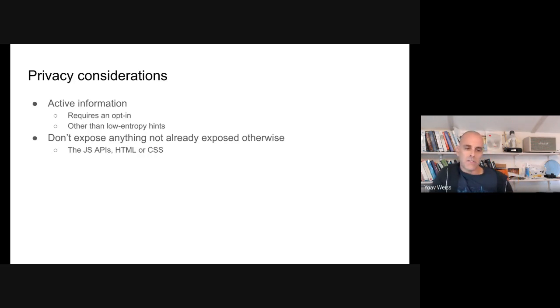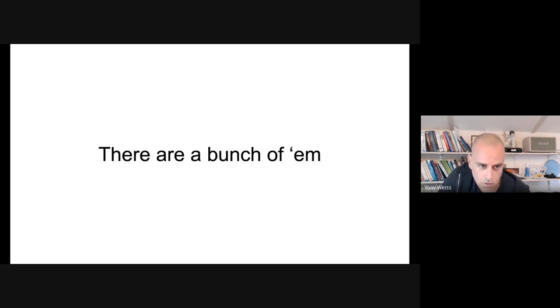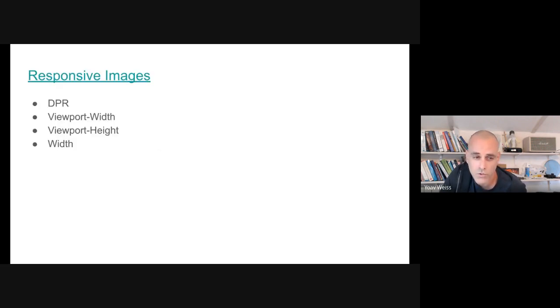One principle we kept is that we don't expose anything that is not already exposed otherwise, either through JavaScript APIs, through HTML, for example srcset, or through CSS, for example media queries. And there are a bunch of client hints features that rely on that infrastructure. For responsive images, we have the screen's DPR, so device pixel ratio, viewport width, and viewport height, which is a recent addition still being experimented with as far as I remember, and the width of an element, specific to images when certain conditions apply.